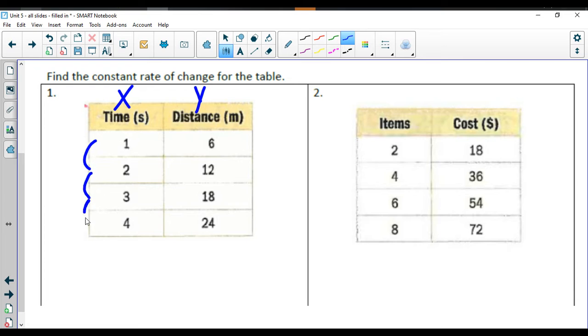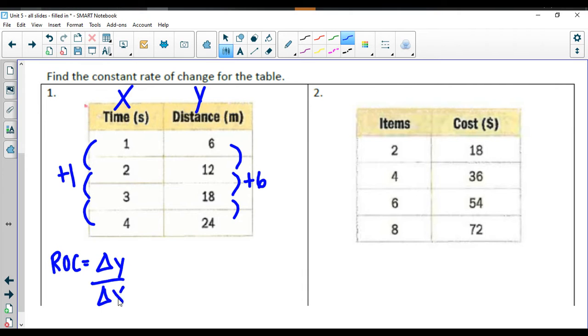Over here, my x values all seem to be increasing by 1. My y values are all increasing by 6. So my rate of change is found by doing delta y divided by delta x. My y values are changing at a rate of 6. My x's are changing at 1. So my rate of change is 6.